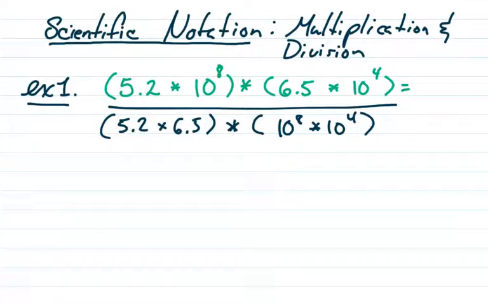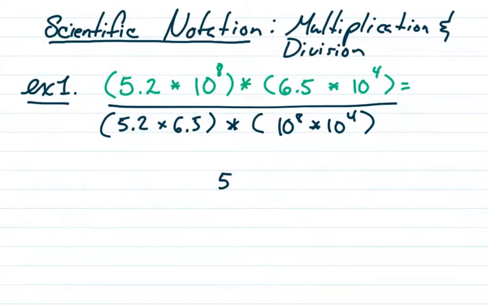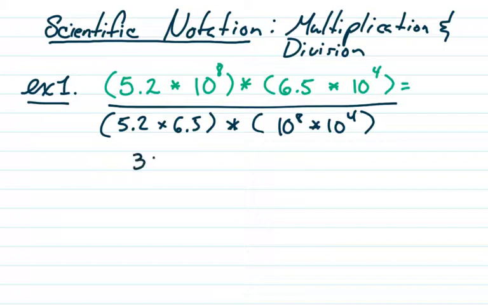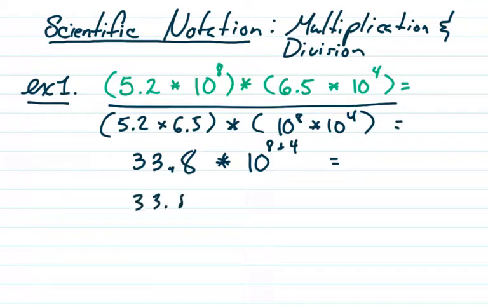All right, so 5.2 times 6.5 is 25... This is 8, this is 3, this is 3, and we have 1 decimal, 2 decimals. So it's going to be 33.8. And if you remember your properties of exponents, you know that we just add those exponents. So it's going to be 8 plus 4. This is going to end up being 33.8 times 10 to the 12th.